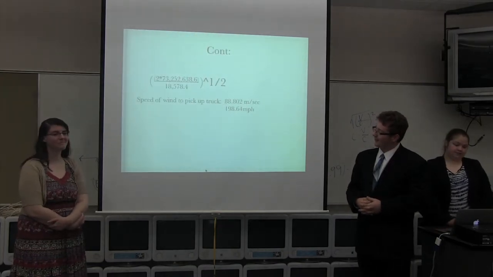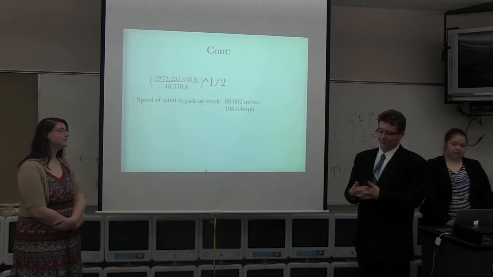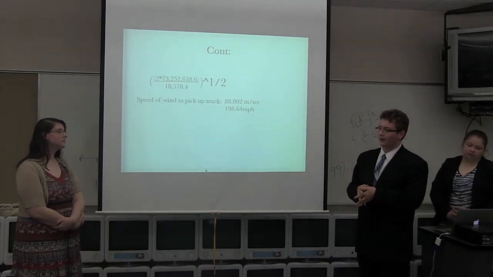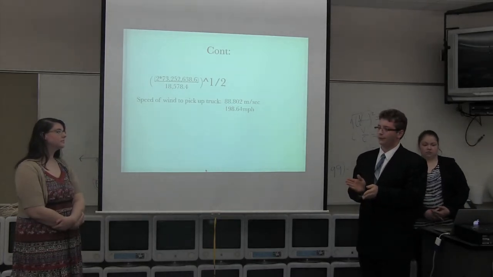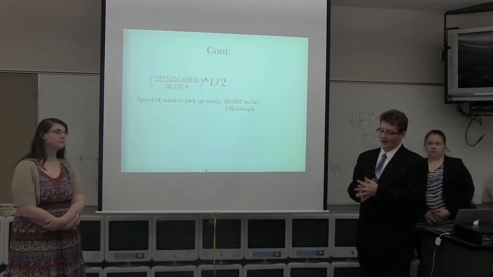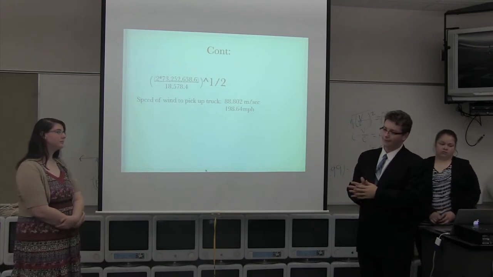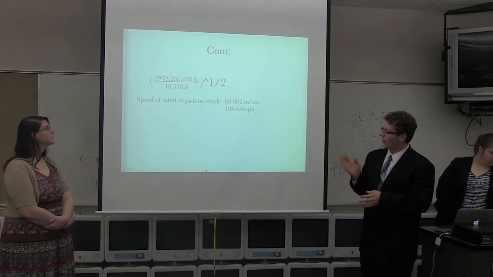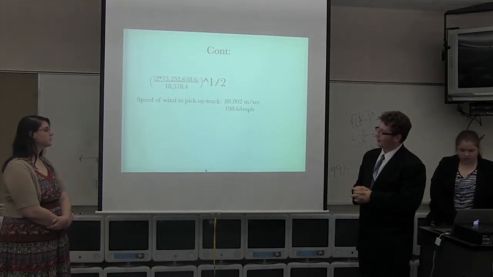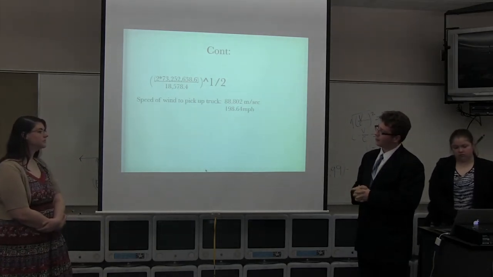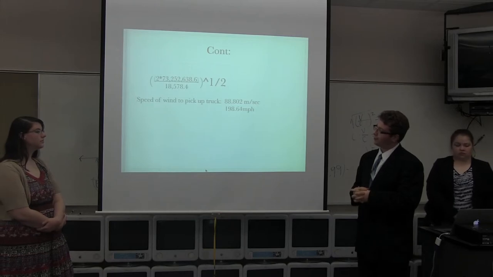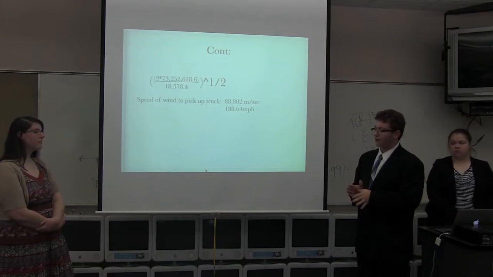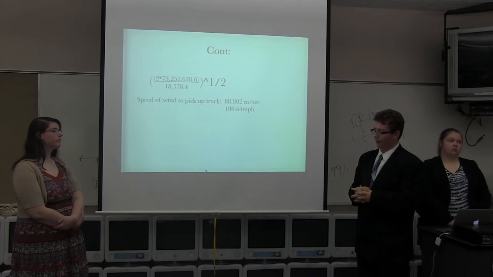We wanted to see if the tornado's wind speeds would actually be able to pick that up. So we used the equation velocity equals the square root of 2 times energy divided by mass. When we put all our numbers into that, we found that the wind speed needed to pick up the truck would be 88.802 meters per second, which is around 198.64 miles per hour.